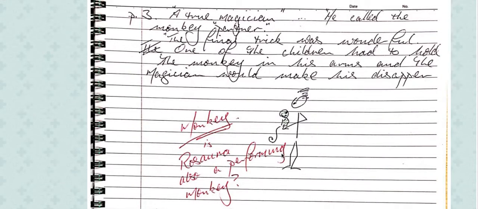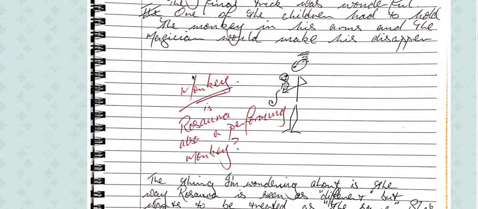The next thing I did was a little bit of drawing. There we go, there's the magician, or is it the young man, I'm not sure, holding the monkey. See, I'm a very talented drawer. And I made a note here, and I'm using some different colours. The monkey is Rosaura also a performing monkey?